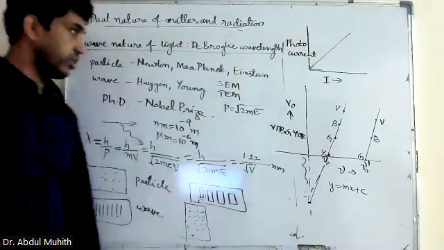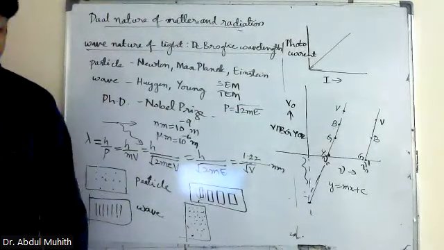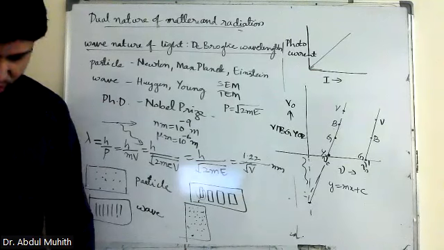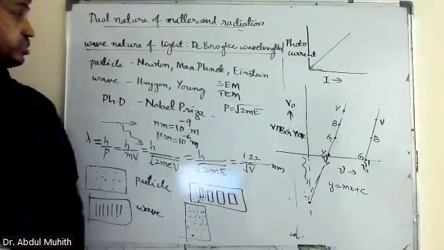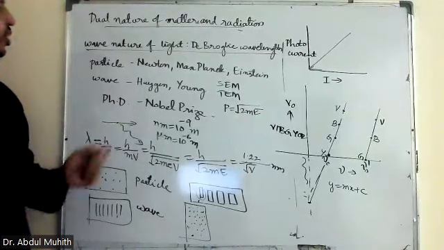So already it is done there on the board. So this man, you know, Louis Victor de Broglie, Louis. So see, actually the topic name is dual nature of matter and radiation.